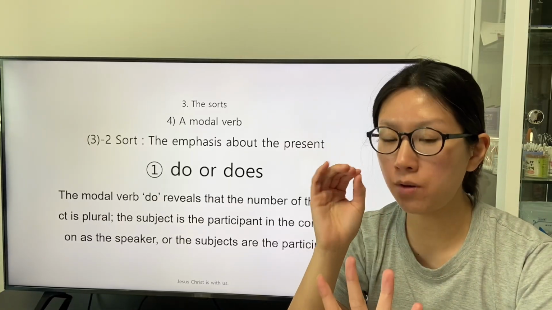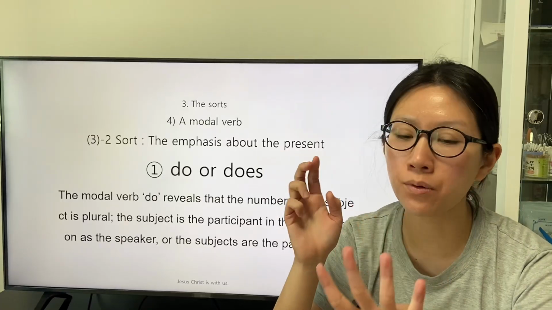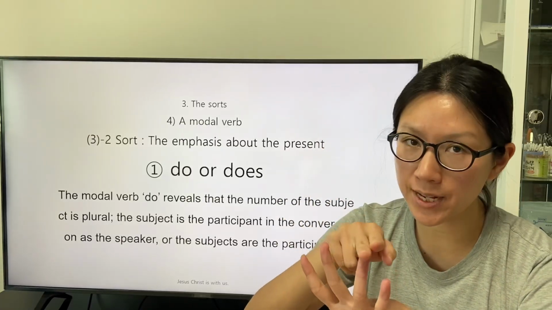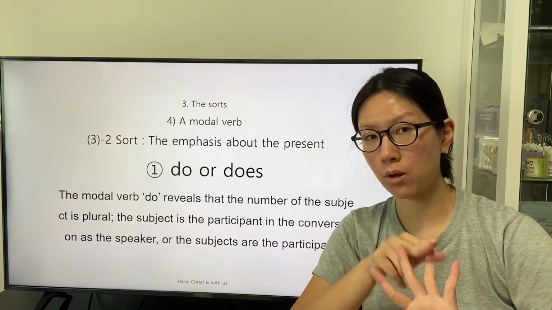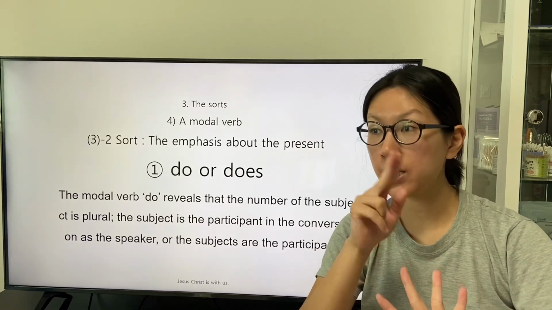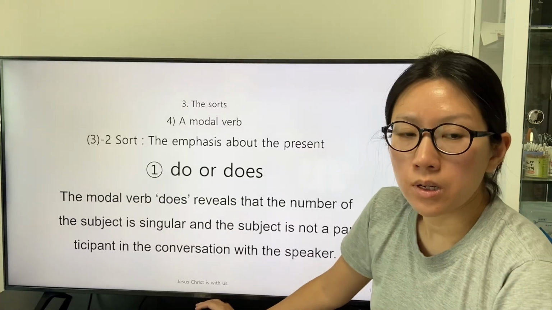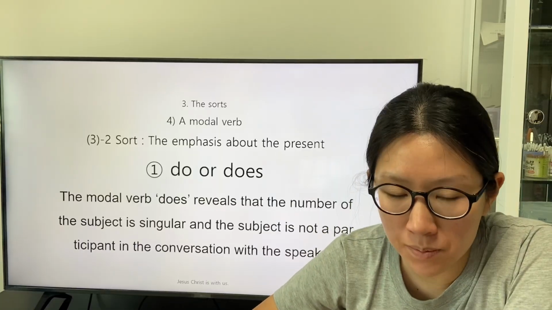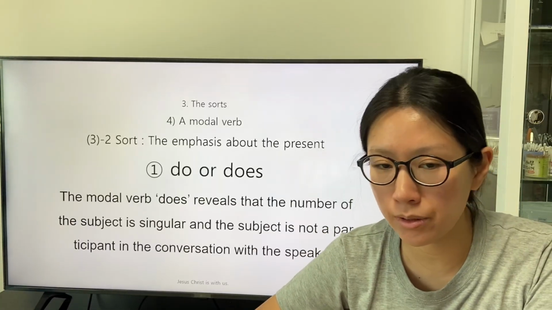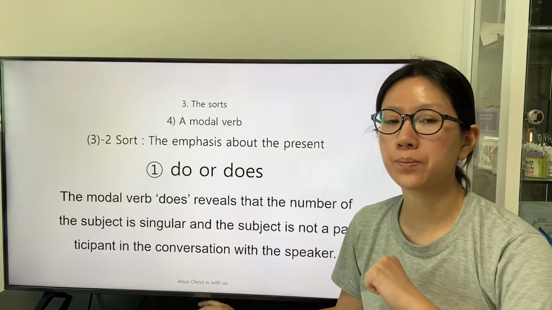And the application of the modal verb does is appropriate for the third classification of the subject, indicated by the personal pronoun he, she, or it. The modal verb does reveals that the number of the subject is singular and the subject is not a participant in the conversation with the speaker.